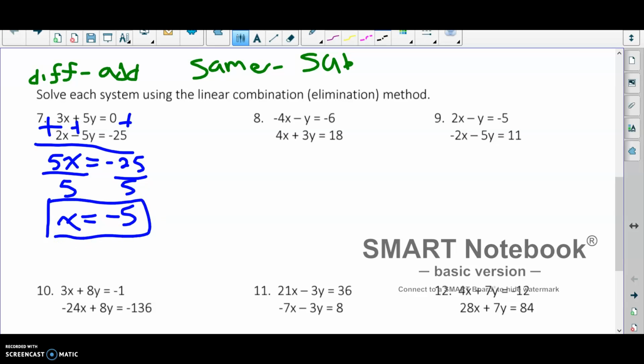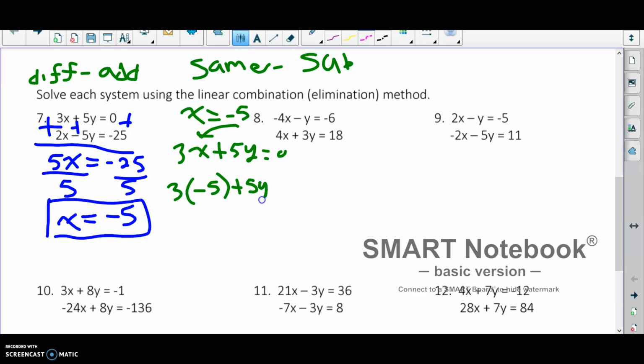I'm not done now. Now I need to pick one. Which one looks easier? I'm going to go with the one with 0, just because 0 is pretty easy for me to work with. So I have 3x plus 5y equals 0. So now I know x equals negative 5. So anywhere there's an x, I'm going to put in negative 5, just like we did before. So 3 times negative 5 plus 5y equals 0. So I'll have negative 15 plus 5y equals 0.